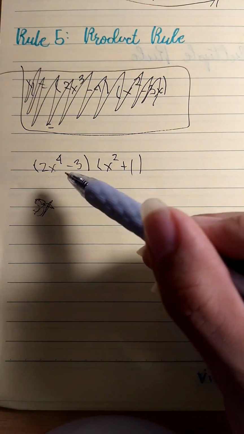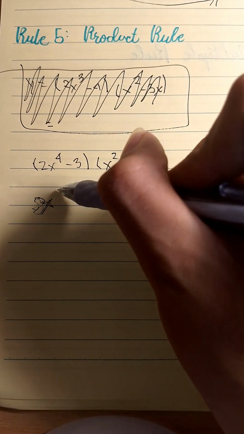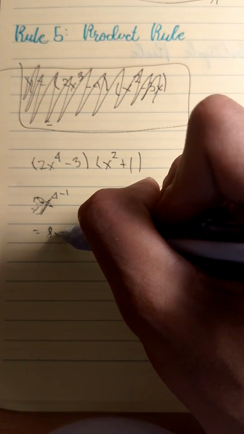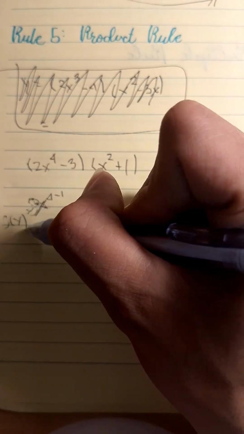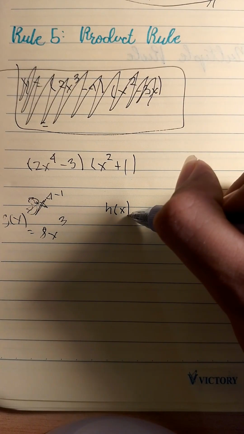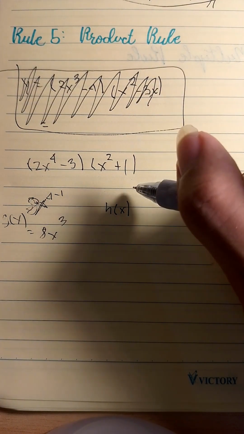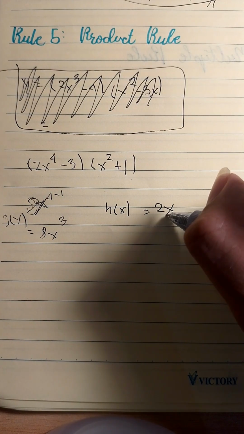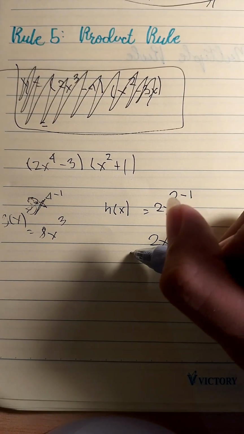We need to do 2 times 4 is equal to 8x. 4 minus 1 is equal to 8x cubed. This is our g of x. Let's move on to our h of x. X squared plus 1 is equal to 2x, squared minus 1 is equal to 2x. This is our answer.